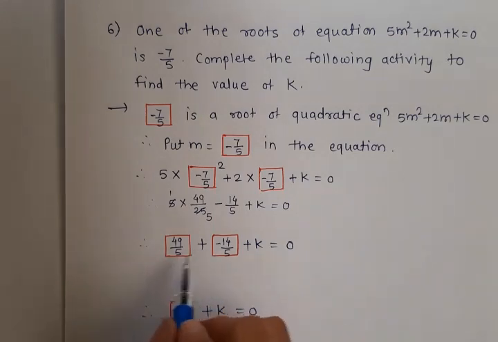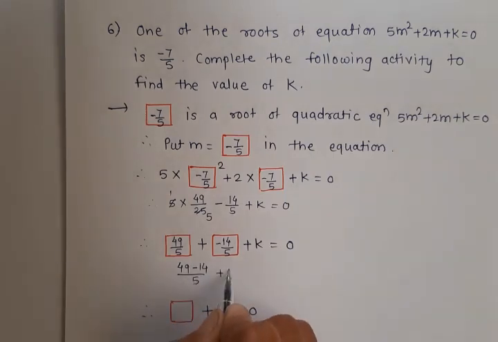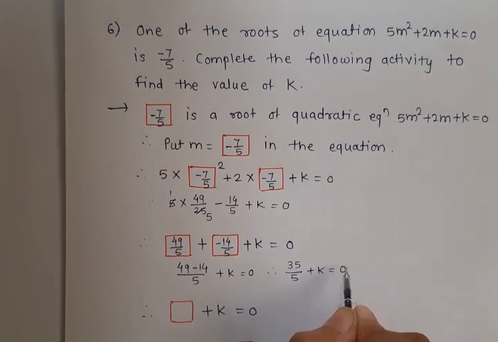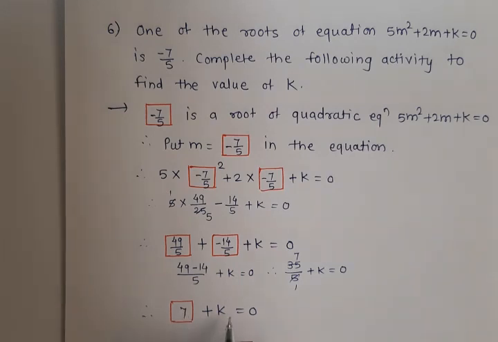Now again when we solve these two, we'll get 49 minus 14 upon 5 plus k equals 0. Therefore 49 minus 14 is 35 upon 5 plus k equals 0. Here 5 ones are 5, 5 7s are 35. So we'll get 7 plus k equals 0. That means k equals minus 7. This is the value of k.